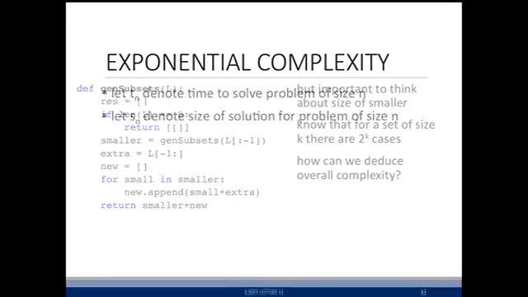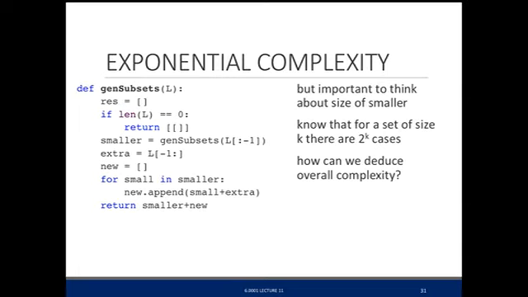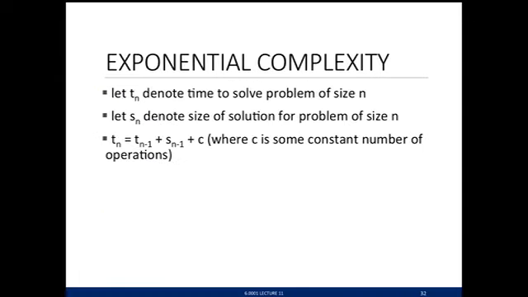Again, if I go back to it, t sub n is the cost here, t sub n minus 1 is the cost there, s sub n is the size of this, and then I got 1, 2, 3, 4, 5 constant steps. So c is probably 5 in this case. So what can I say? There's the relationship, because I know s of n minus 1 is 2 to the n minus 1. There are 2 to the n minus 1 elements inside of that.